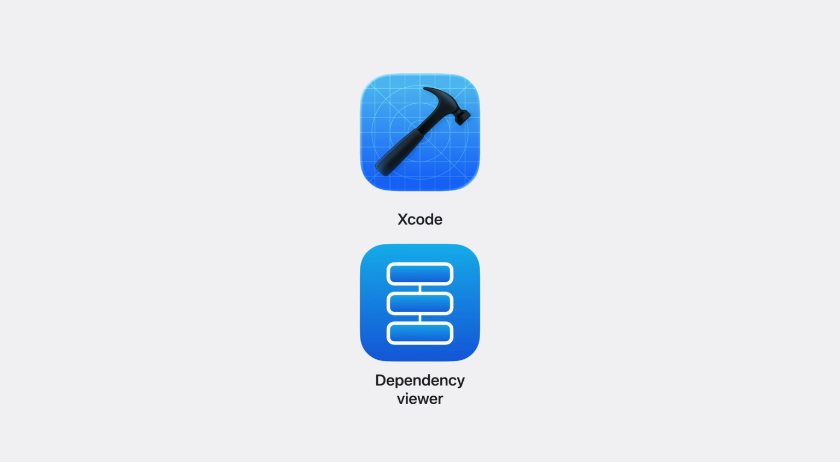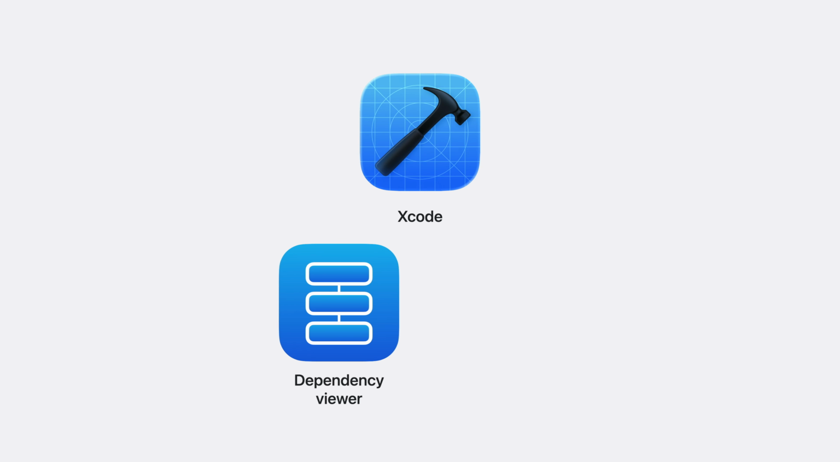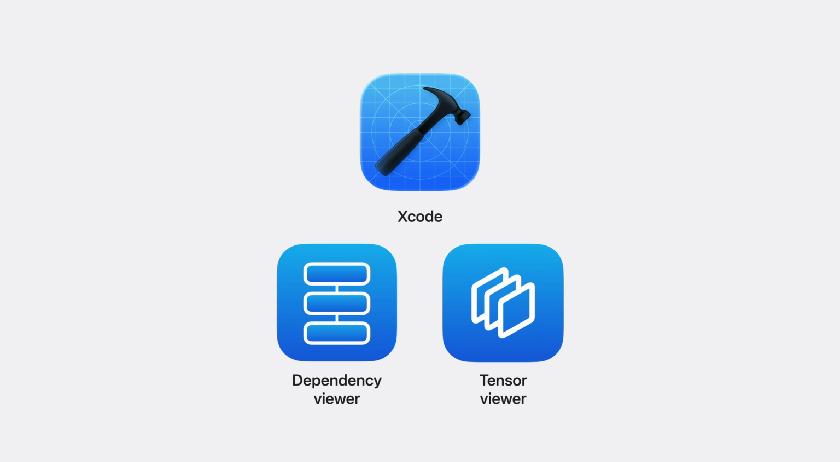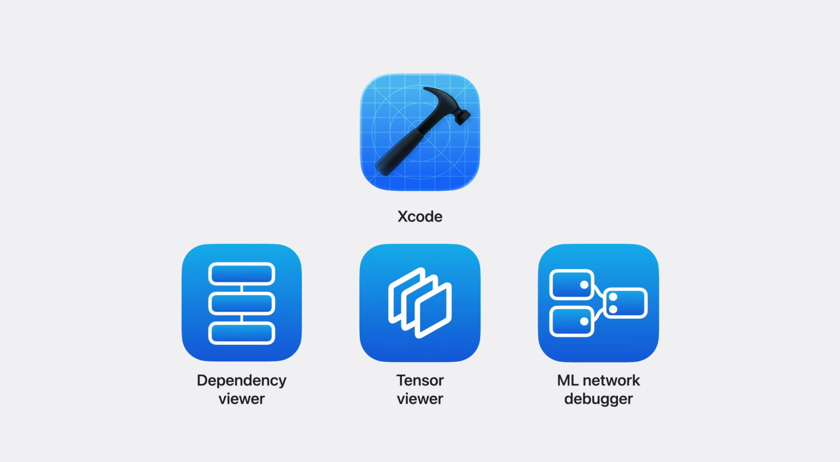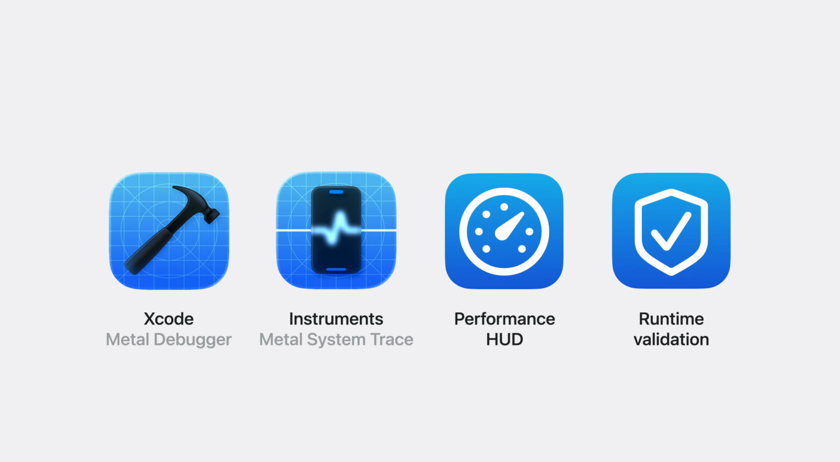In this demo, I showed you how I use the Metal debugger to debug a Metal 4 machine learning application. First, the dependency viewer helped me validate synchronization. After that, I inspected the inputs and outputs of the network using the tensor viewer. This verified the problem was inside the network. Finally, I used the ML network debugger to step through the operations in the network and pinpoint the issue. These tools are part of a larger family of tools available for debugging and optimizing Metal apps.